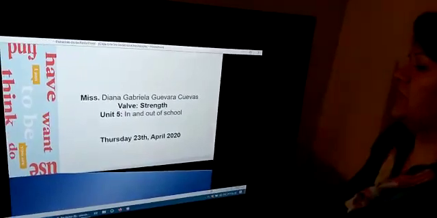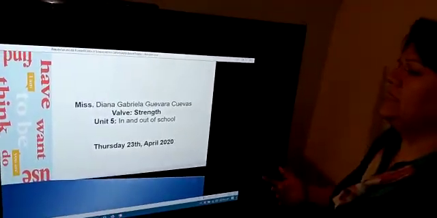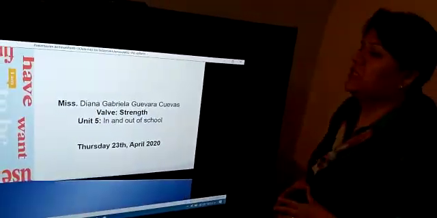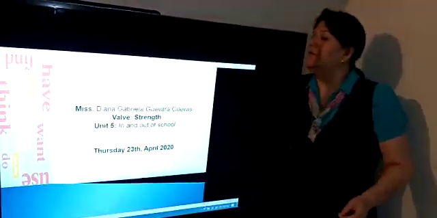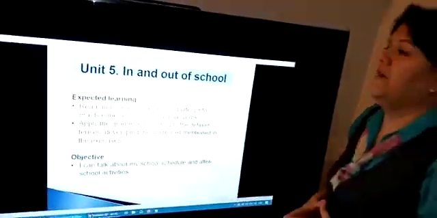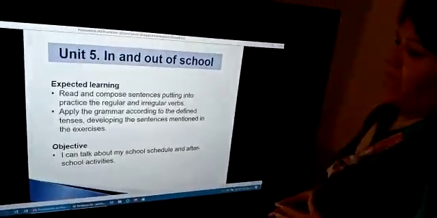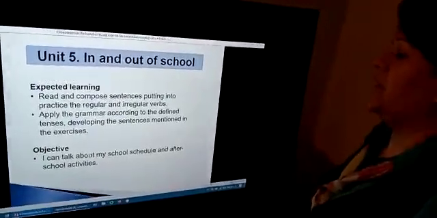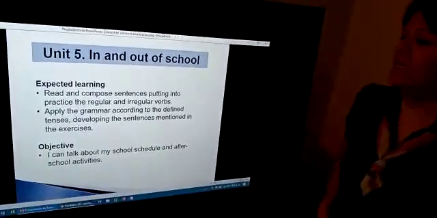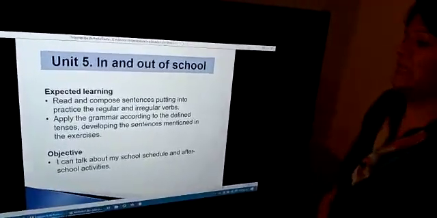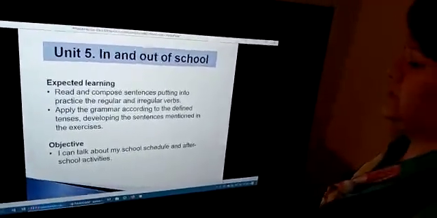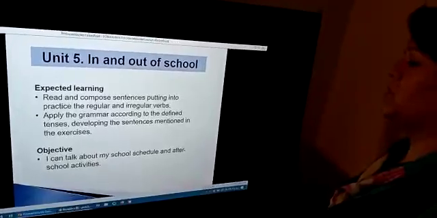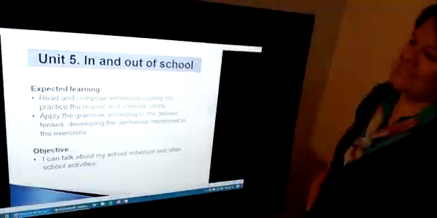Today is 23rd April 2020. Let's see Unit 5, In and Out of School. Expected learning: read and comprehend, and put into practice the regular and irregular verbs. Apply the grammar according to the defined structures, developing the sentences mentioned in the exercise. Look at the objective. The objective says, I can talk about my school, shelf, and after school activities.